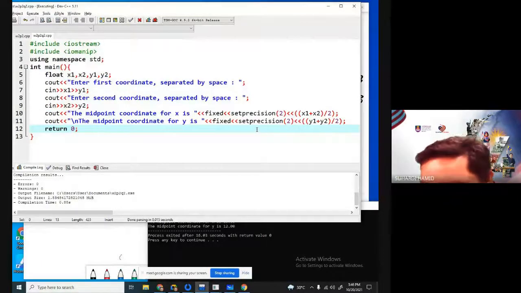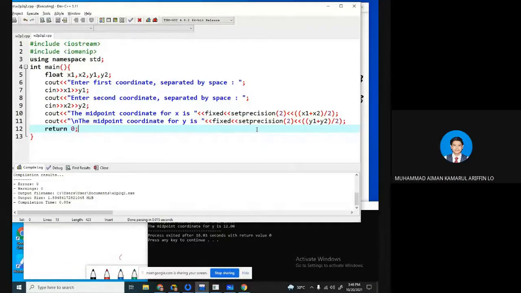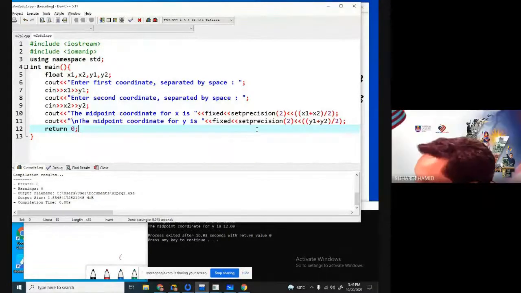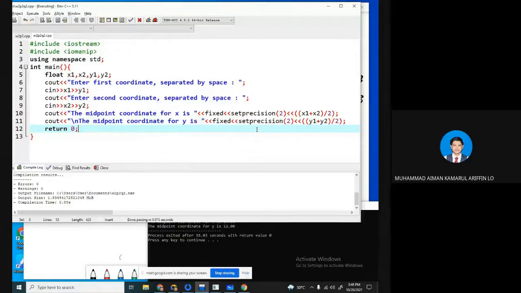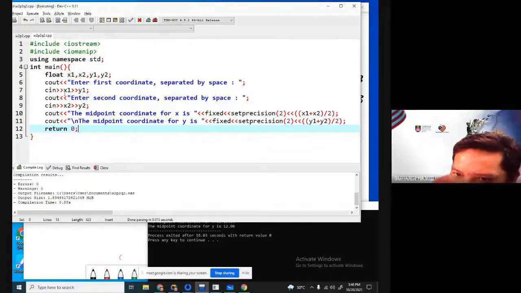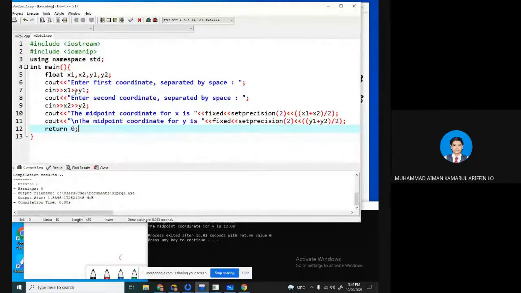Looking at the code, is it difficult? No. Is there any part of the code that you do not understand or perhaps you need further clarification? How do you see "separated by space"? How do you put two inputs in one line?